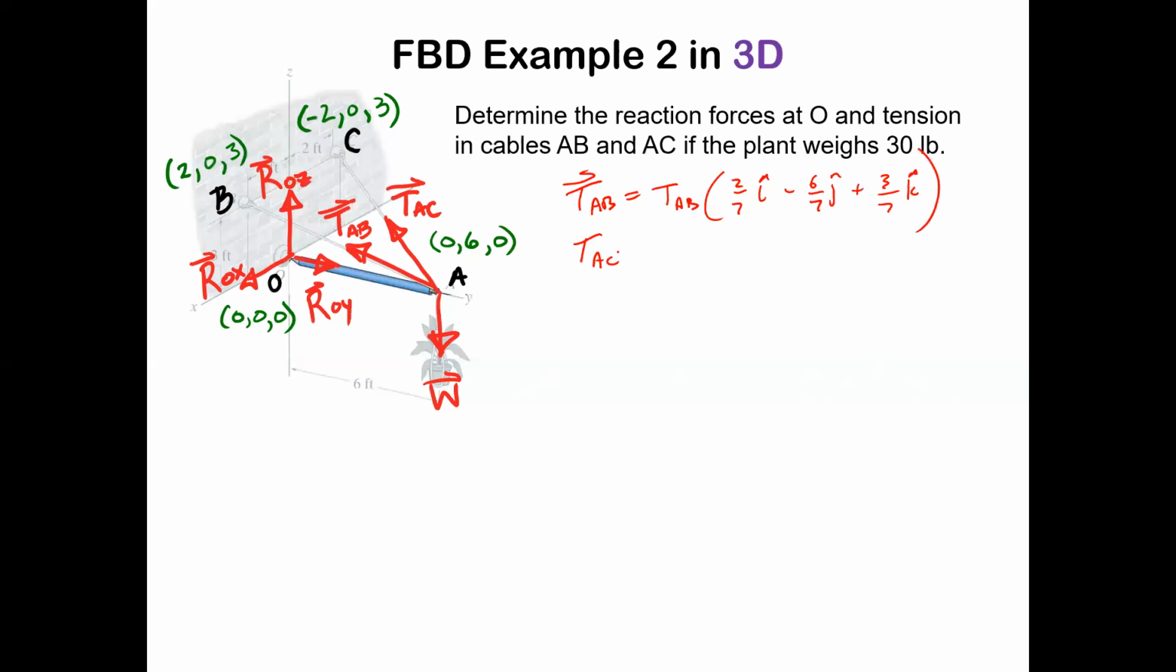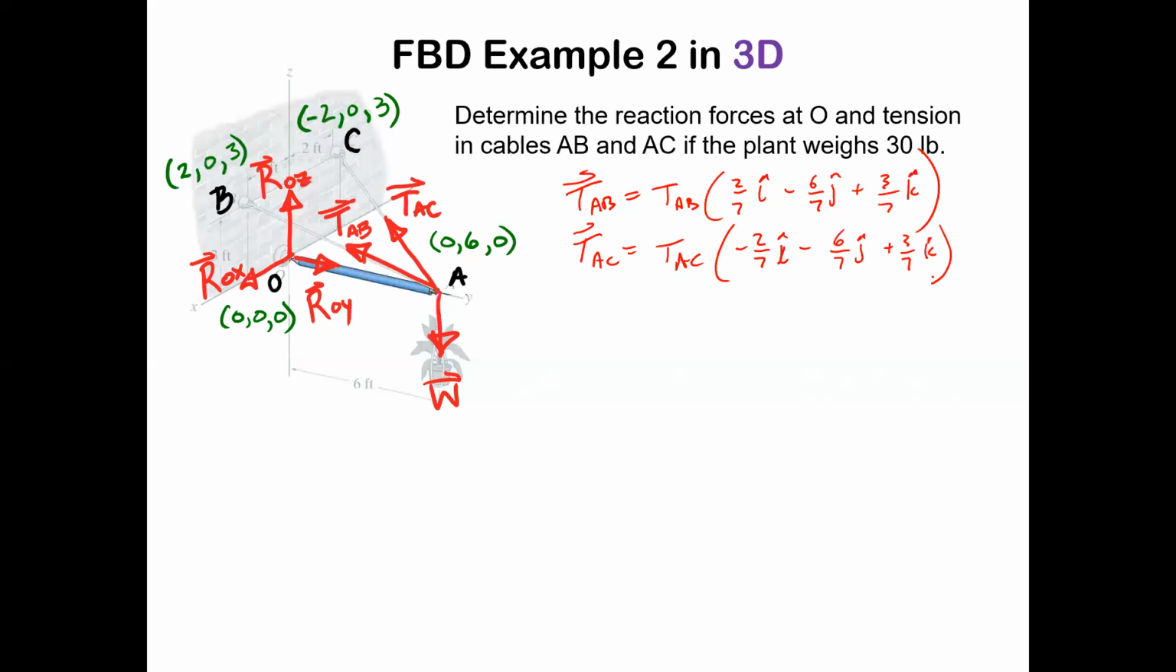And then TAC is going to be the magnitude TAC. And again, you've got a minus 2/7 I, minus 6/7 J, and plus 3/7 K. And then you've got this OZ, OX, and OY, and you've got all those moments, right?